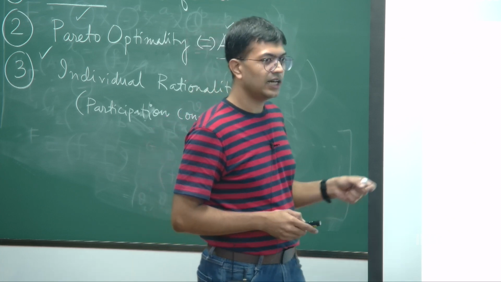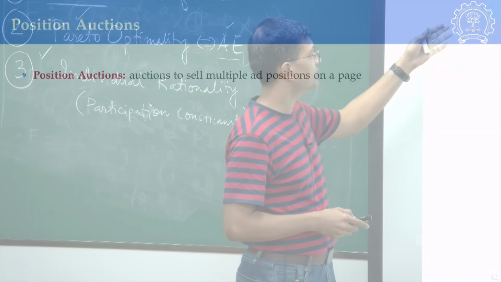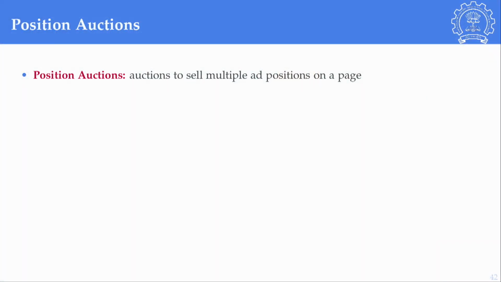In this example, I will look at position auctions and use some of the things that we have already learned, like the VCG mechanism, and how it will show up in the payment model of these sponsored search auctions. Position auctions are the type of auctions that we have just discussed.